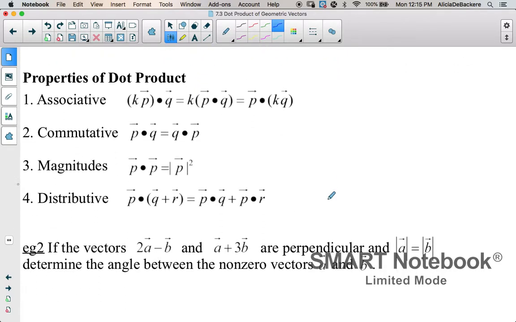All right, so properties. This is like the rules. What can I do with dot products? What kind of algebra is allowed? So the first one is our associative property.